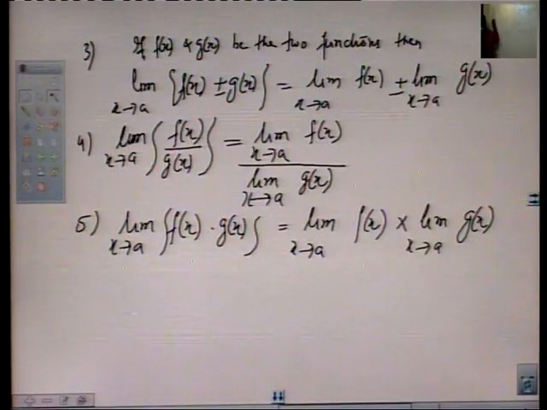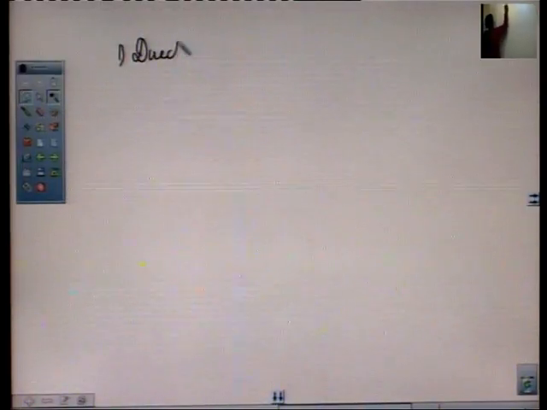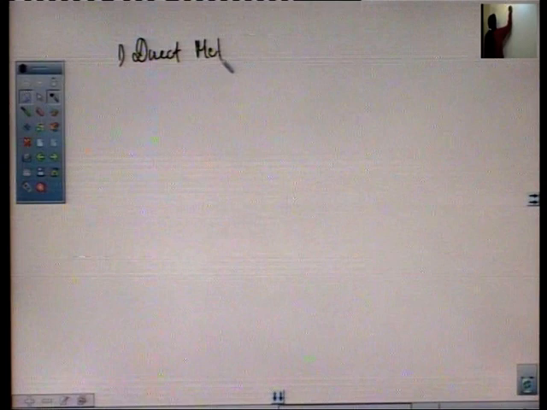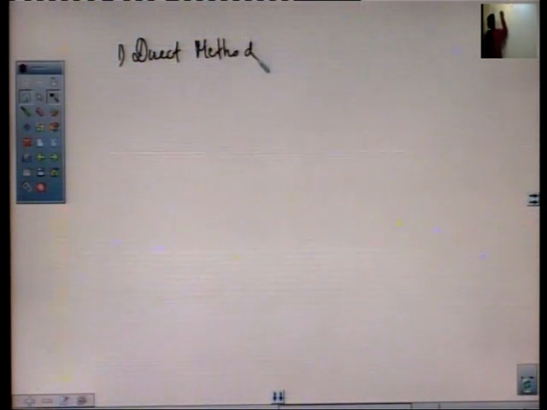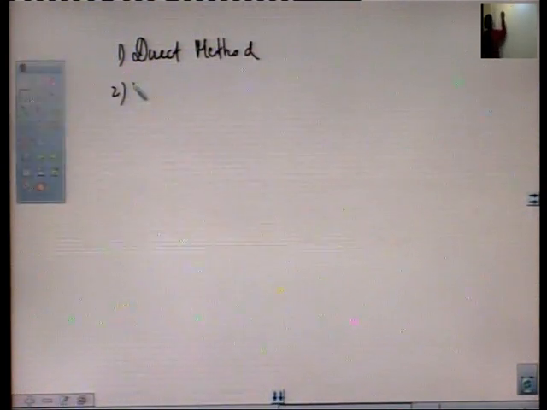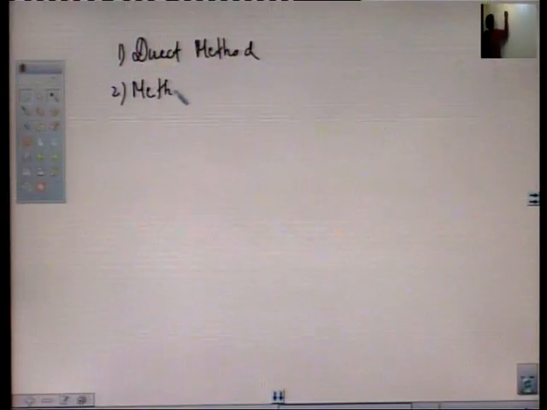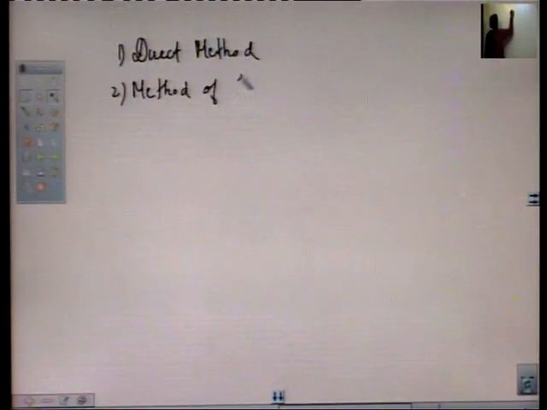Now, next we will discuss the methods of finding the limits. First method is direct method. Second is method of factorization.